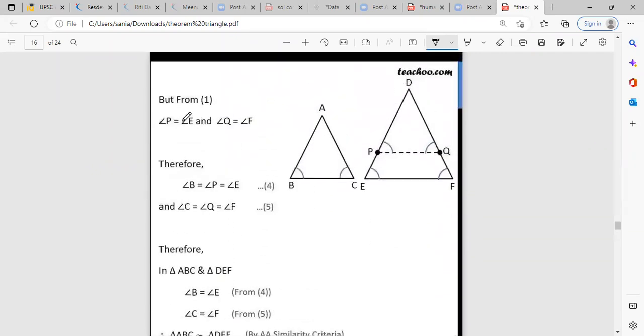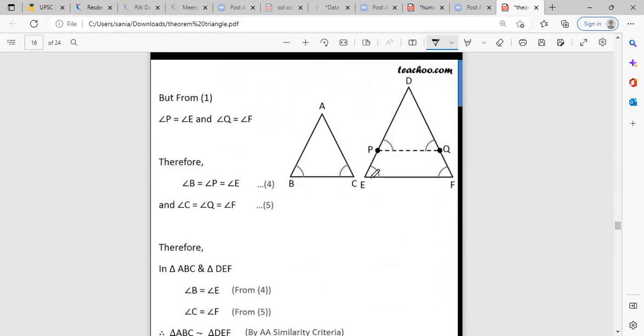So very important. Now from first, you know that angle P is equal to angle E. Yes, we already proved that these two triangles are similar, and this was the parallel line and this was a transversal line. So angle P was equal to angle E, and angle Q was equal to angle F, right? So over here, what you wrote, angle B is equal to angle P. So instead of writing P, can I write E? Yes. Angle B is equal to angle P, and angle P is equal to angle E. So you can even write angle B is equal to angle E. And similarly for C, angle C was equal to angle Q, and angle Q is equal to angle F, right?